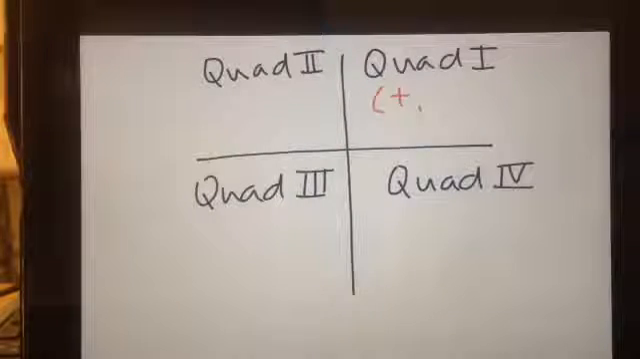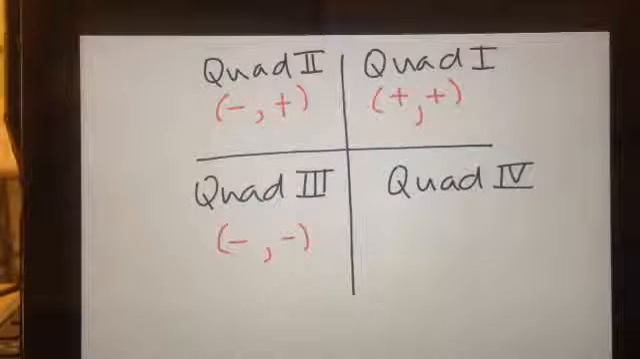So in quadrant 1, x and y are both positive. In quadrant 2, x is negative, but y is positive. In quadrant 3, x is negative and y is negative. And in quadrant 4, x is positive while y is negative. This is going to tell us a few things about it.